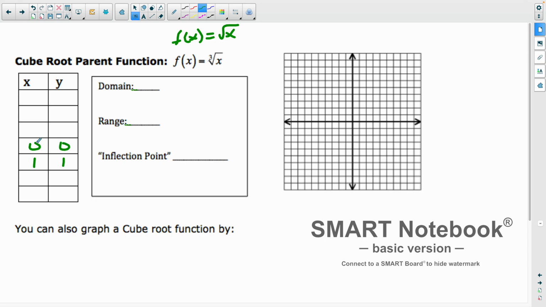All right? How about another one? 2. Okay? Now, I think you're thinking backwards there. You're thinking the y value. I want the y value to be 2. What would the x value be if the cube root of something is 2? 8. 2 times 2 times 2 is 8. So if I were to do the cube root of 8, that would give me 2. All right?